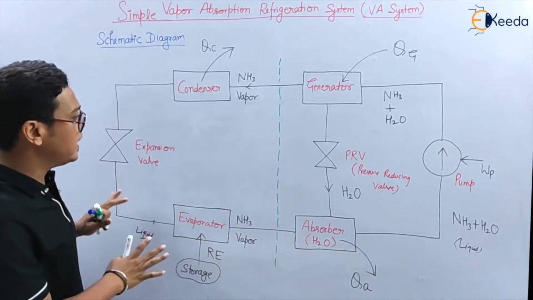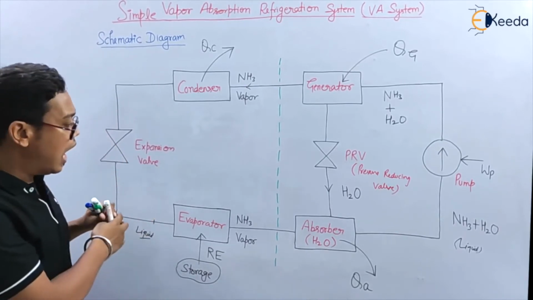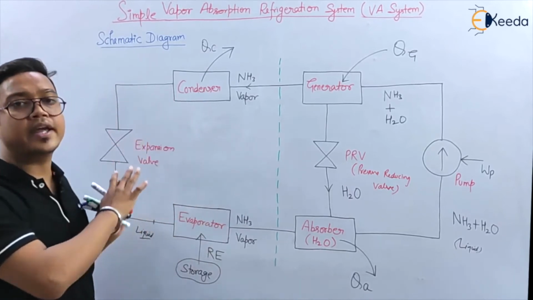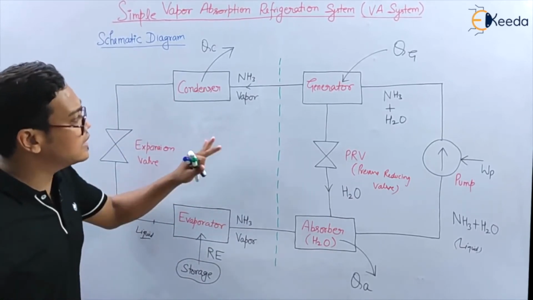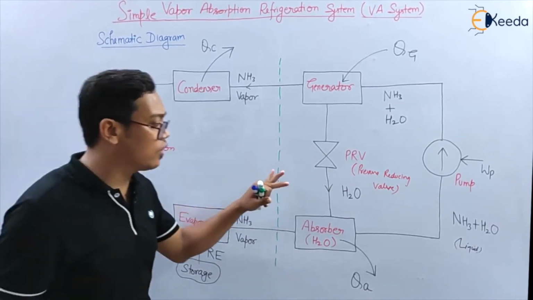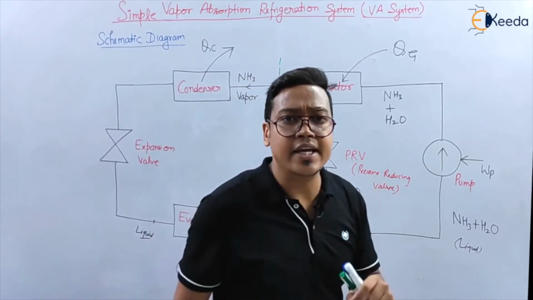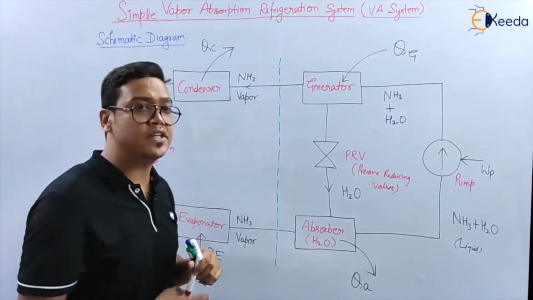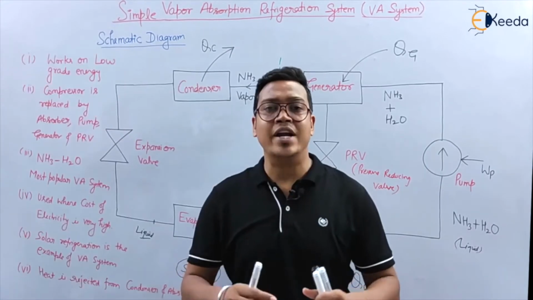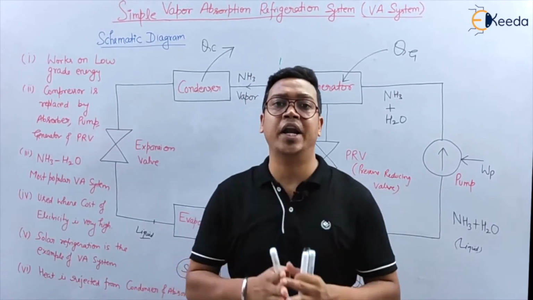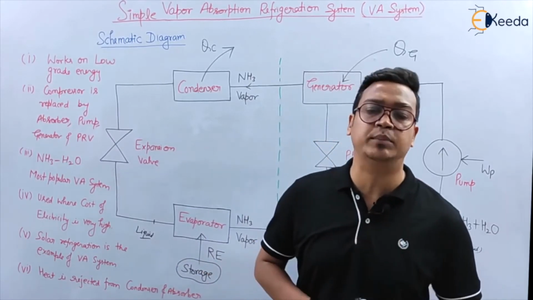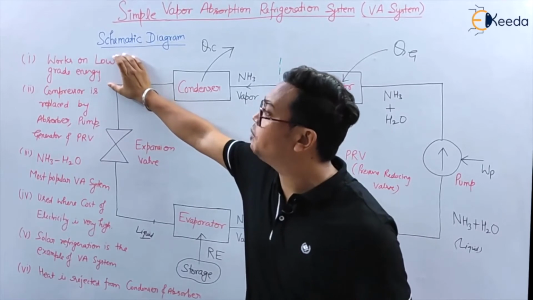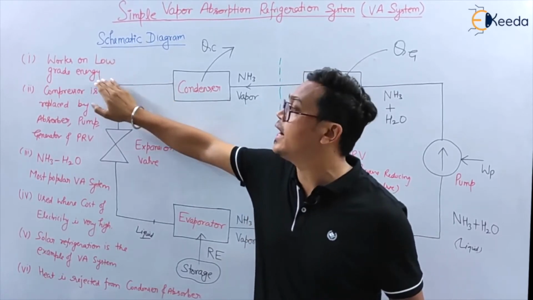Now we have seen the process, how ammonia is flowing and water is working in the system. This is the schematic diagram for this system. Now let's see some important points regarding the simple vapor absorption system. First point, the simple vapor absorption system works on low grade energy.